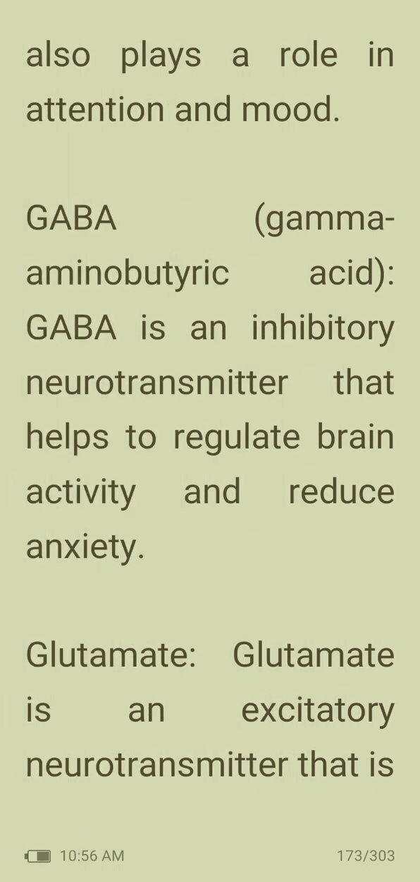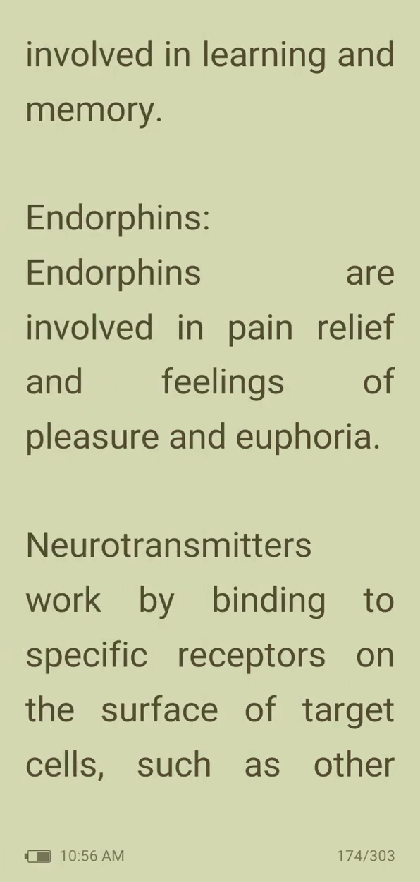attention and mood. GABA, gamma aminobutyric acid. GABA is an inhibitory neurotransmitter that helps to regulate brain activity and reduce anxiety. Then glutamate. Glutamate is an excitatory neurotransmitter that is involved in learning and memory. Then endorphins are involved in pain relief and feelings of pleasure and euphoria.